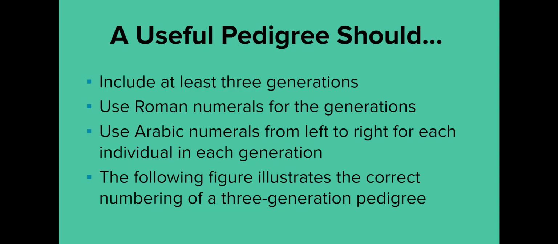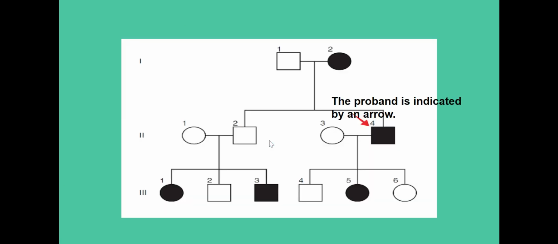A useful pedigree should include at least three generations, and should use Roman numerals to indicate the generations. Roman numeral 1 would be maybe the grandparents. Roman numeral 2 would be the parents, and Roman numeral 3 would be the generation where the proband is. Arabic numbers go from left to right for each individual in each generation. So from a couple, the oldest sibling is Arabic 1, his younger sister is 2, his youngest brother is 3. I'm going to show it to you because it's hard to describe in words.